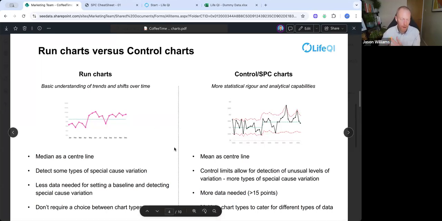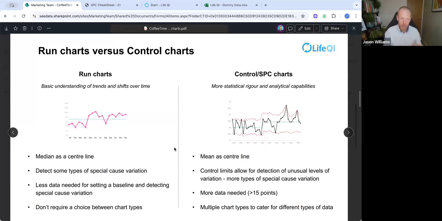a mean. Might seem like a subtle difference, but the difference there is a mean will be far more sensitive essentially to the data that you add. Each time you add a data point, there is a greater chance that the average value for your system process is going to move up or down, whereas a median is less sensitive. It's only really looking at the highest and the lowest value and plotting the midpoint between them.